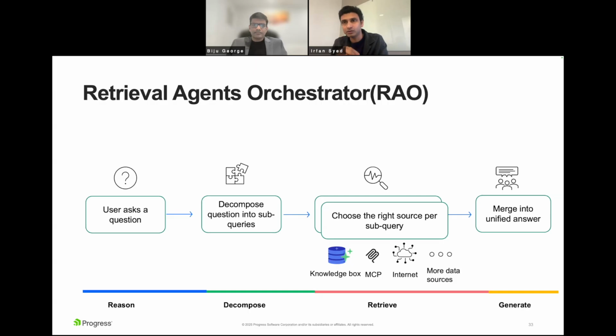And then it takes the question and splits it into subqueries, because your question might involve getting data from various data sources. And later on, it will choose the right source per subquery and execute that subtask. In this example, we have knowledge box, which is your vector data store, could be MarkLogic. Then you want to get data from MCP, so you have an MCP connector. And then you would like to get data from the internet for a given subquery, and it'll go and execute that. And then we can add many other data sources.